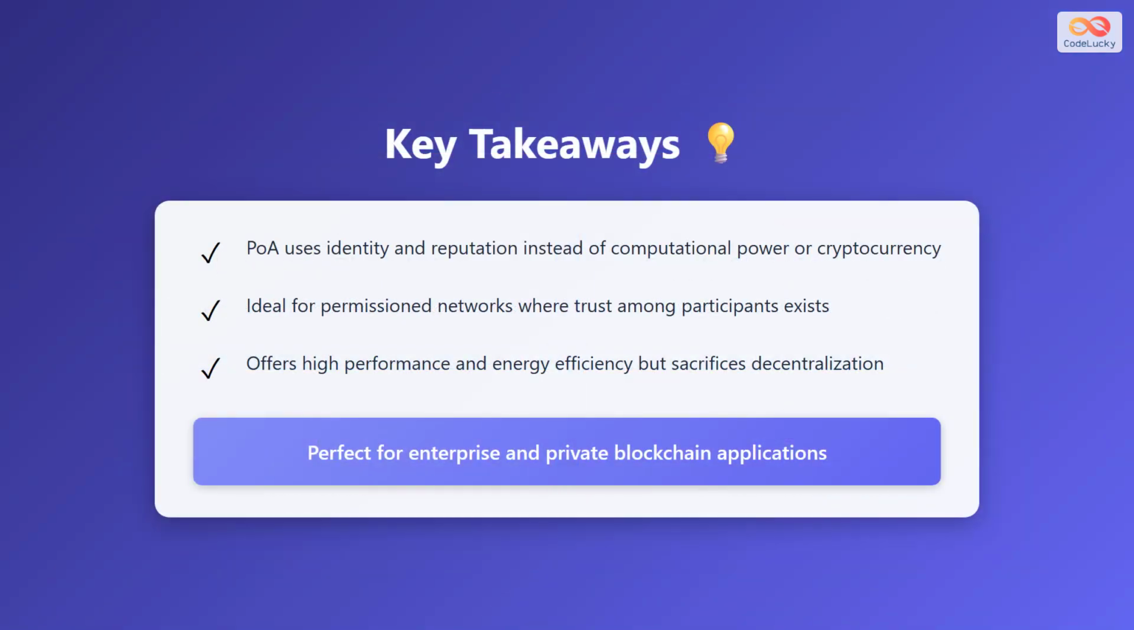Let's recap the key takeaways from this video. First, proof of authority uses identity and reputation instead of computational power or cryptocurrency as the mechanism for securing the network. Second, it's ideal for permissioned networks where trust among participants already exists, such as business consortiums or regulated industries. Third, proof of authority offers high performance and energy efficiency, but this comes at the cost of sacrificing decentralization. Ultimately, proof of authority is perfect for enterprise and private blockchain applications where speed, efficiency, and accountability are more important than full decentralization.